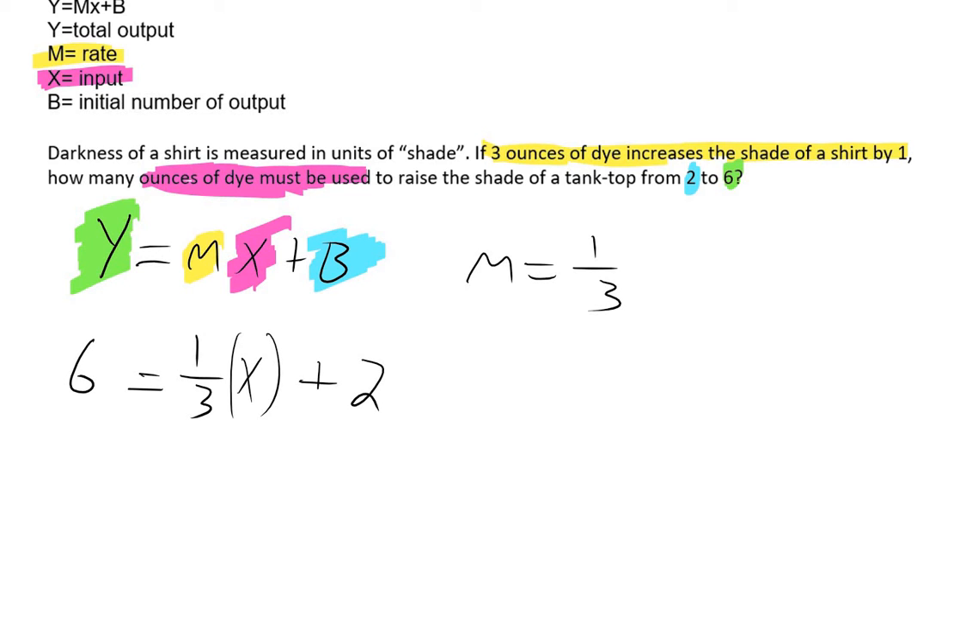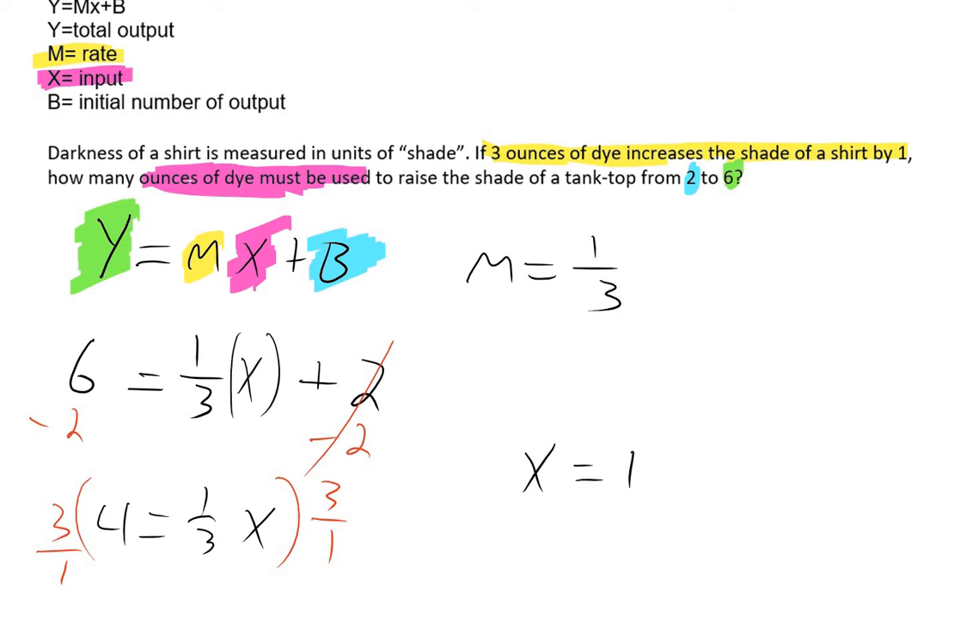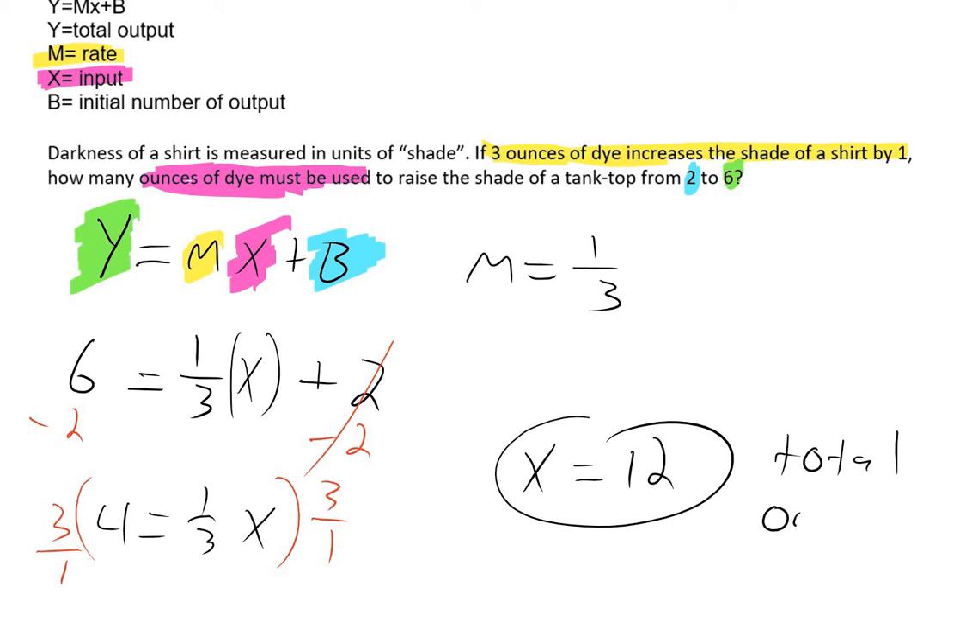So we subtract 2 from both sides, minus 2, and then you have 4 equals 1/3 X. How do we get that by itself? We're going to just multiply everything by the reciprocal of that fraction to get X by itself. So essentially just multiplying it by 3. And what we see is X is going to equal 12. Our total input, or total ounces of dye needed.